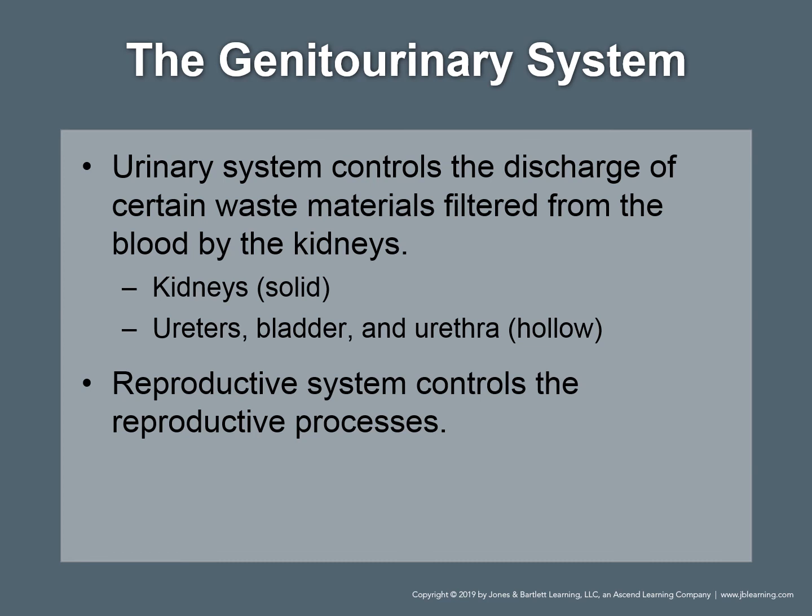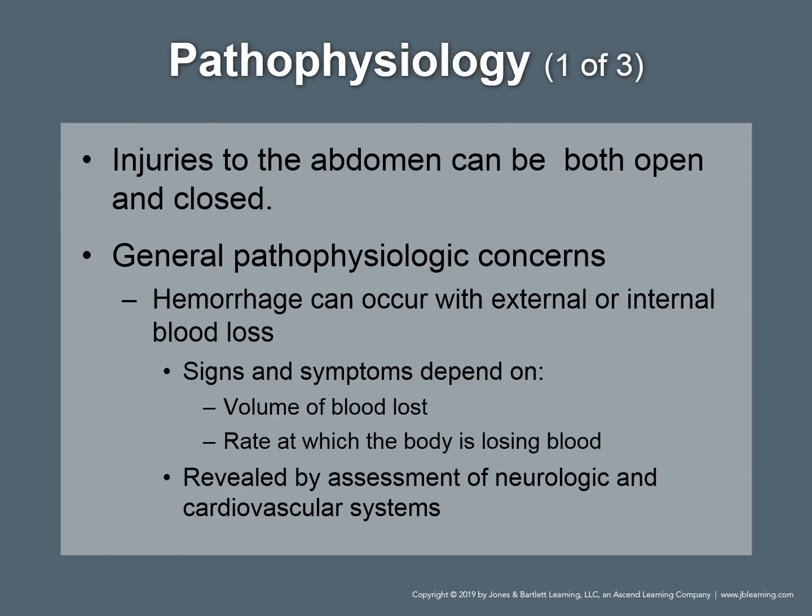The urinary system controls the discharge of certain waste materials. So the kidneys filter materials and water, and that makes urea or urine, and then urine goes down into the bladder where it's held until you have to go to the bathroom, you pee it out. Your kidneys are solid because that's where your filtration takes place. Your ureters, bladder, and urethra are all hollow organs. Okay? The reproductive system controls the reproductive processes.